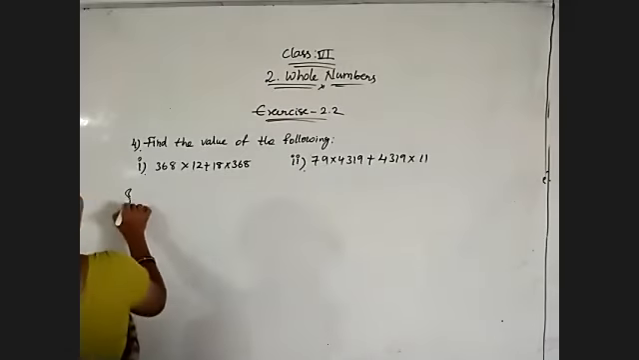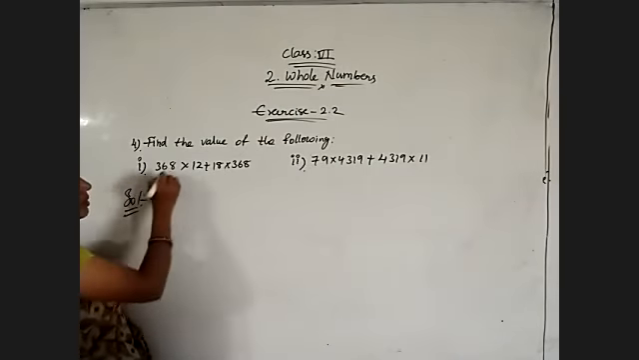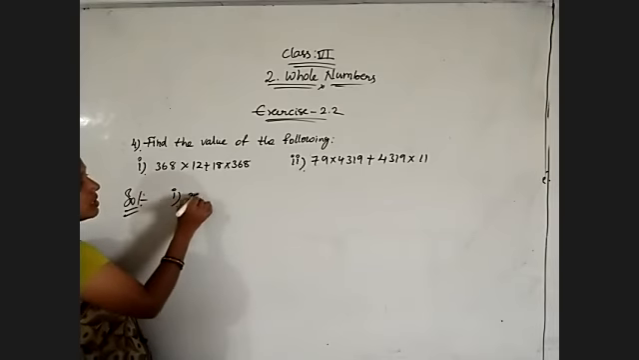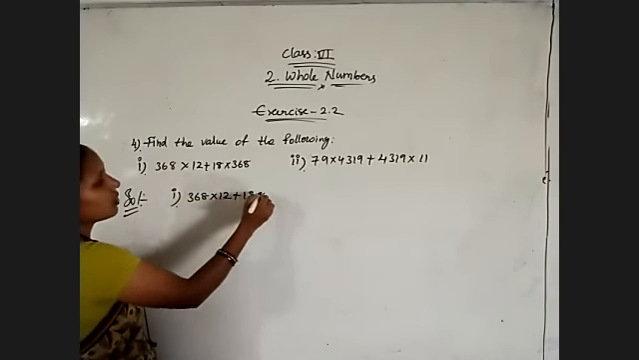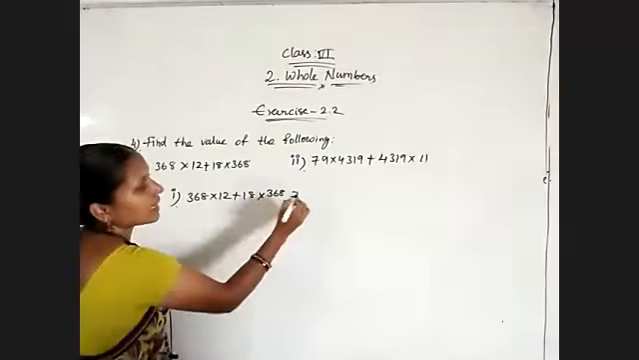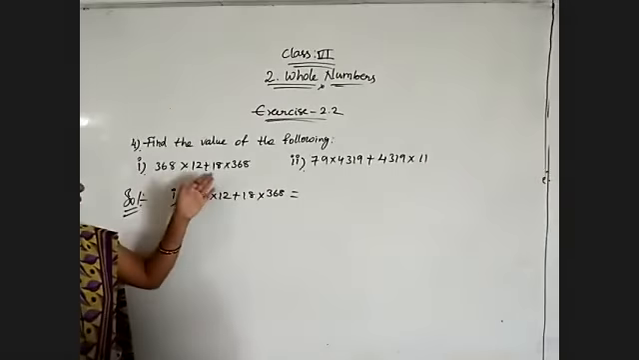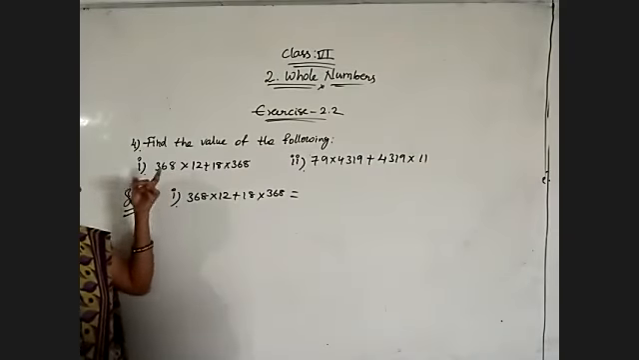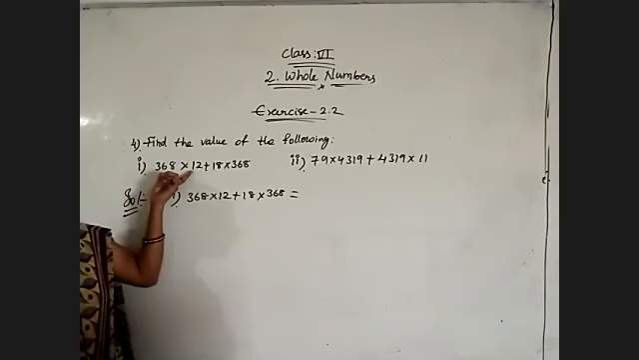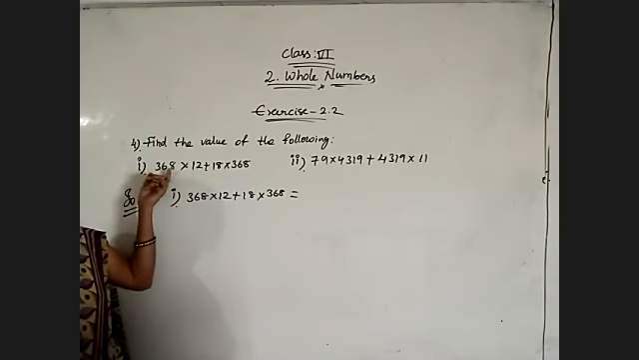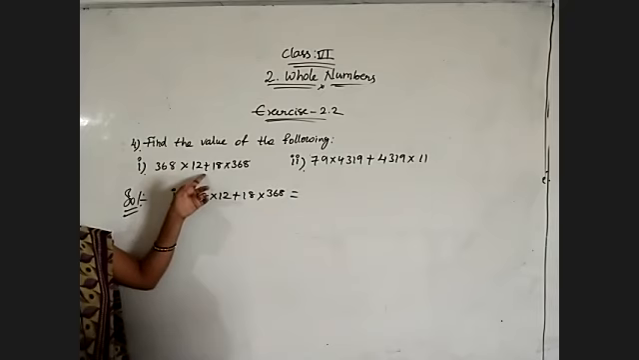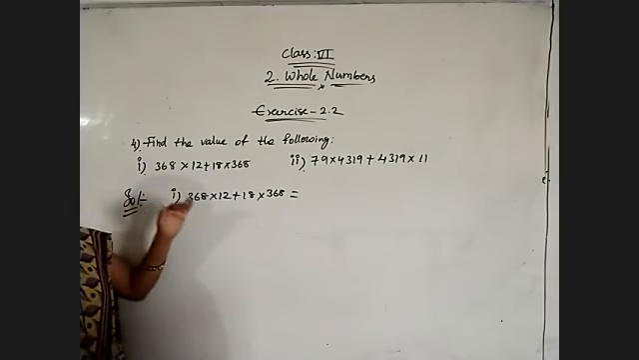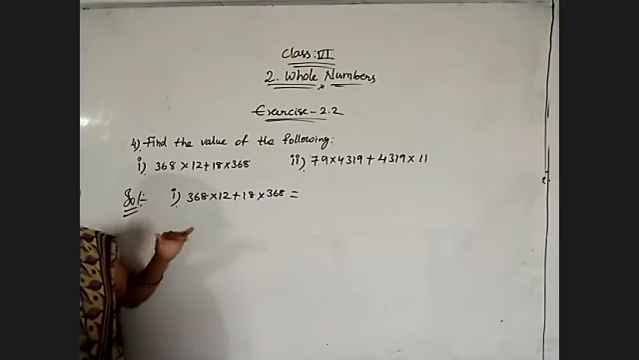Okay. Now observe these two problems. 368 into 12 plus 18 into 368. Directly don't go to do that, because very difficult numbers are there to simplify. 12 into 368, 18 into 368. After that you need to do the addition. So that is too large. For that sake, we are going to use the property.